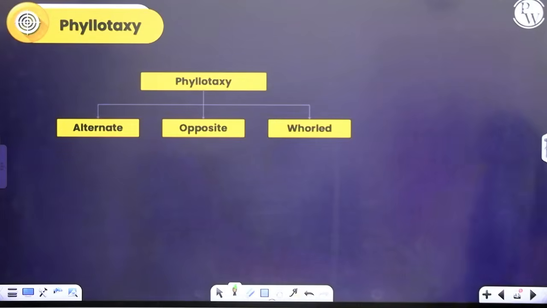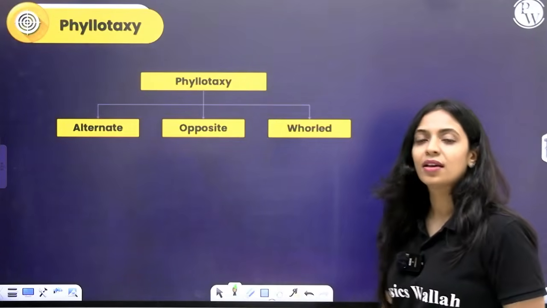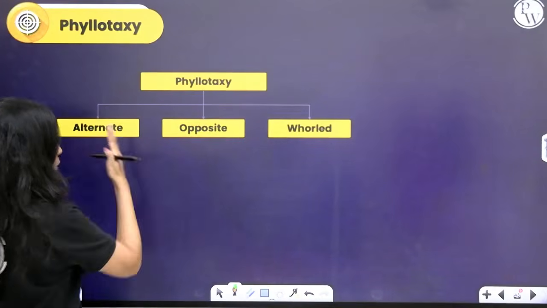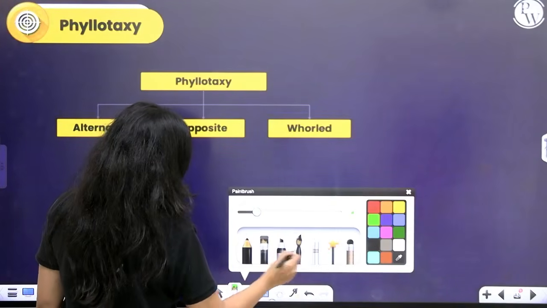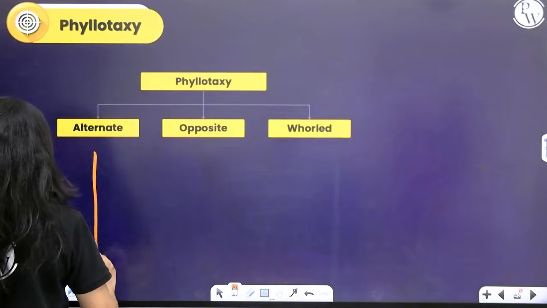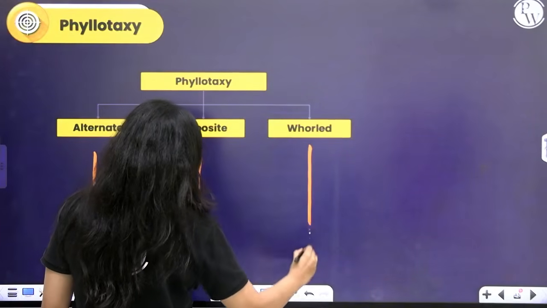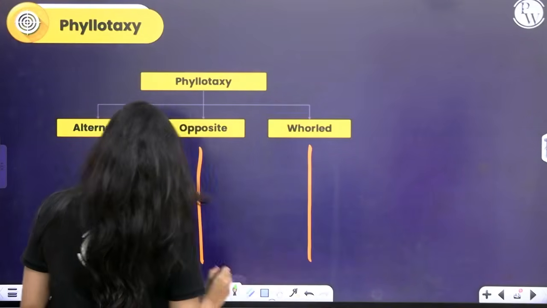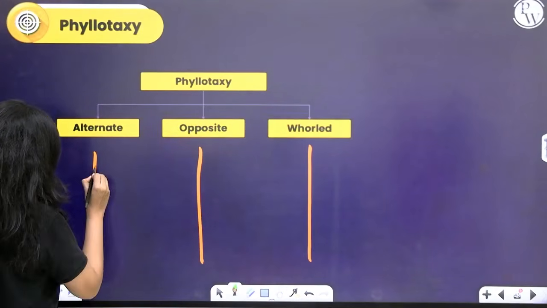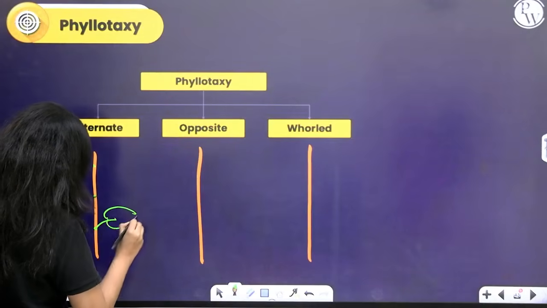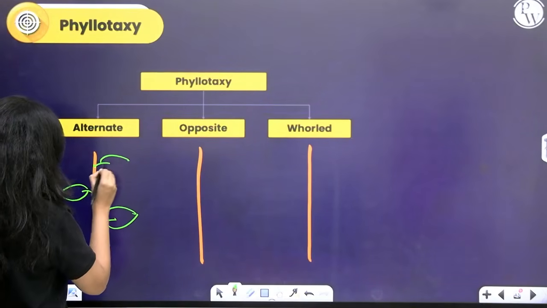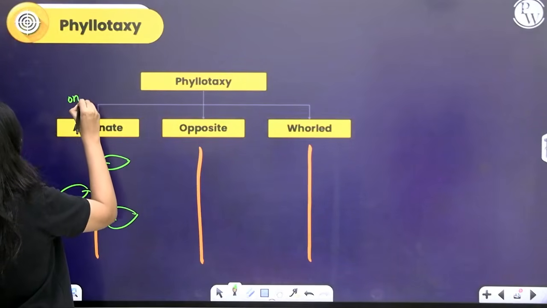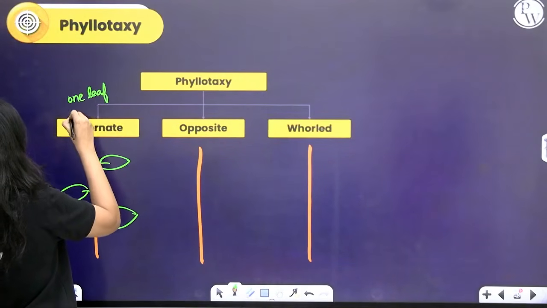Okay, now let's talk about phyllotaxy. Phyllotaxy is the arrangement of leaves on the stem. You have three types: alternate, opposite and whorled. I'll tell you what happens in each type. Okay, it's basically dependent on how many leaves arise at each node. Okay, so if these are three nodes and at each node only one leaf arises, you call it alternate. It alternates once to this side, once to that side. So one leaf at each node.